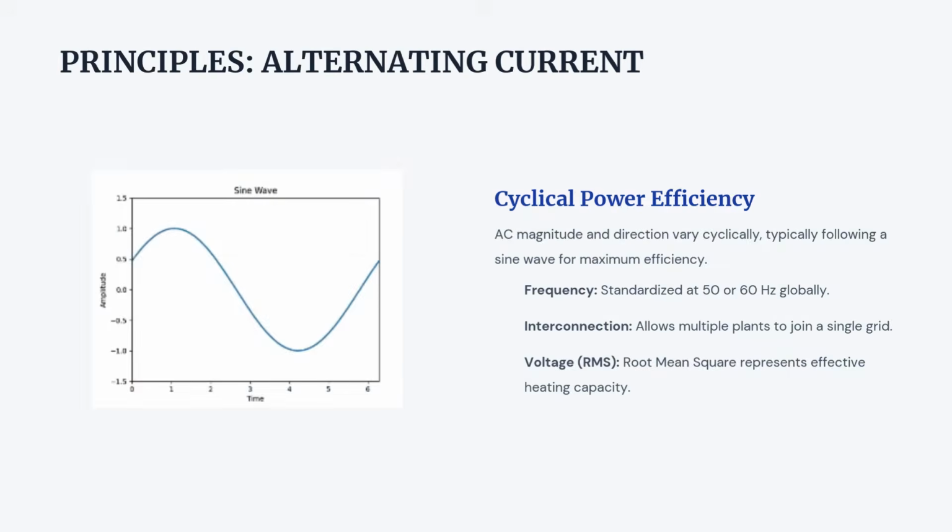Unlike DC, which stays constant, alternating current varies its magnitude and direction cyclically, usually in the form of a sine wave for maximum efficiency. Standard frequencies are 50 or 60 Hz, a standard that allows various power plants to interconnect on a single grid for economy and security. When we measure AC voltage for domestic use, we use the root mean square, or RMS value, which represents its effective heating capacity compared to DC.